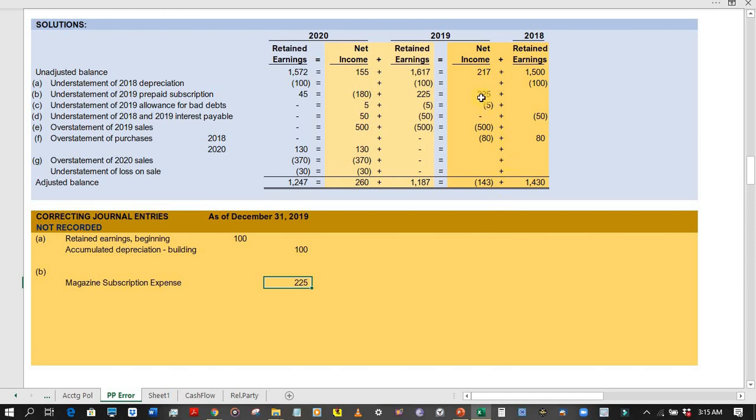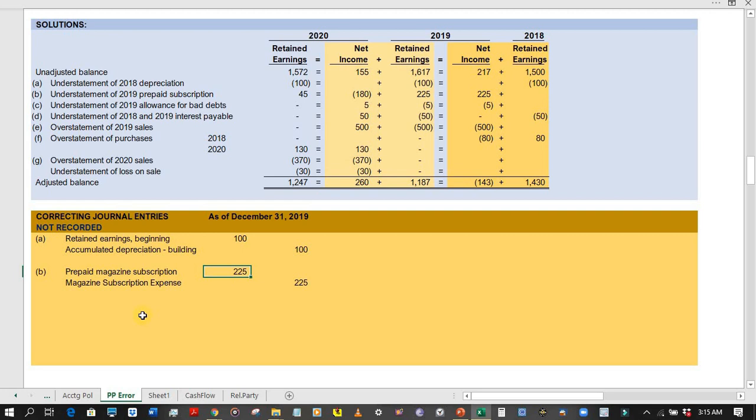And again, since the net income adjustment and retained earnings adjustments are not balanced, it means the account to be debited is either an asset or liability. So in this case, the account to be debited is prepaid magazine subscription, which is an asset account. So that is 225 pesos.